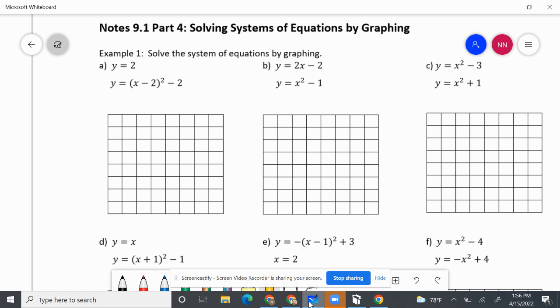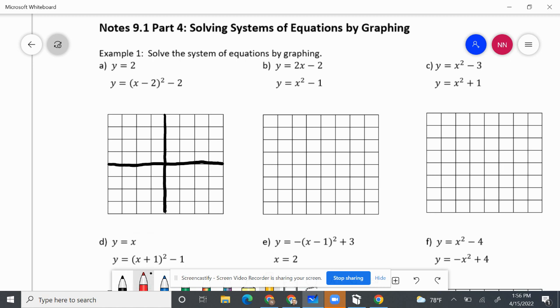What we're going to do is continue solving systems of equations by graphing. Instead of doing linear equations, we're going to add quadratic equations. What I like to do is start off with my linear equation, and then the second one that I draw is the quadratic equation.